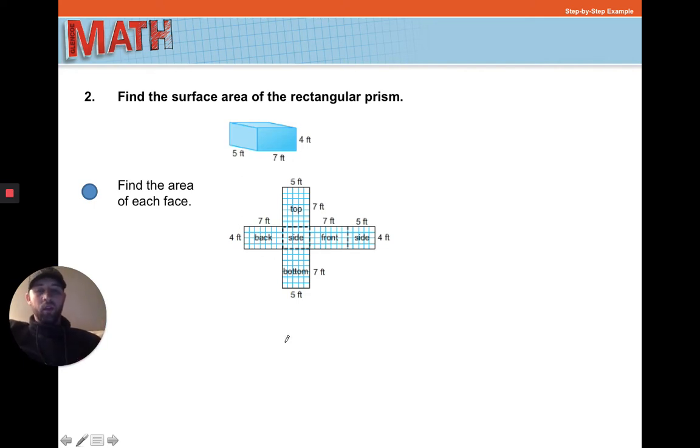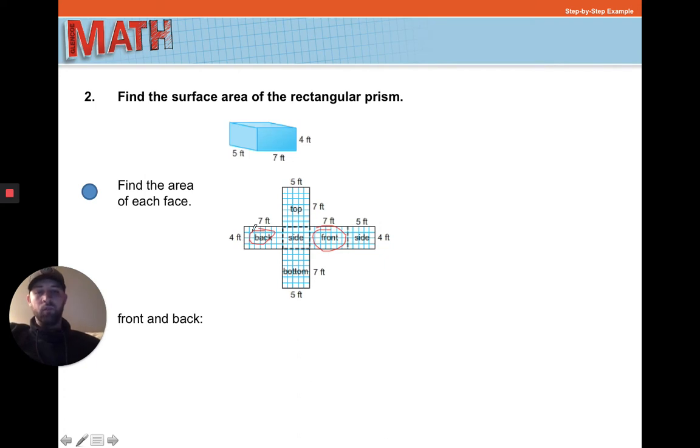All you would do from here is just find the area of every little rectangle that you see here. So in this case, we would find the area of the back, then the area of the top, the side, the bottom, the front, and the other side, and we just add those all up. They're going to do this for you here, so we're looking at the front and the back in this case. We have the back and we have the front. So we're looking at these two rectangles right now.